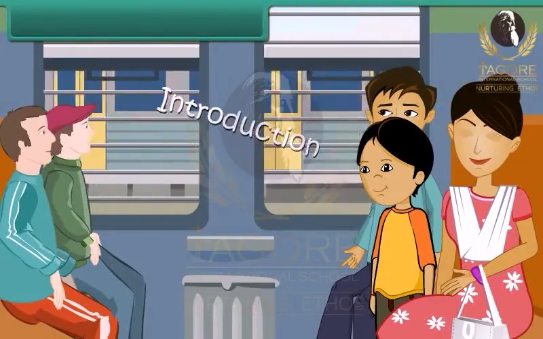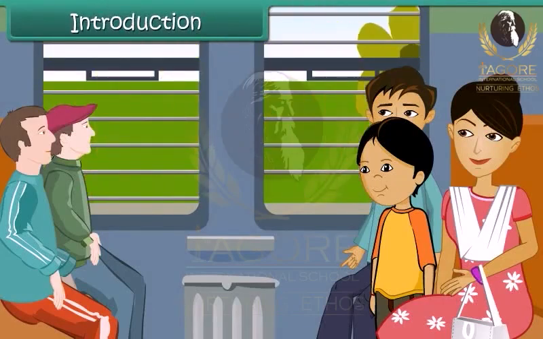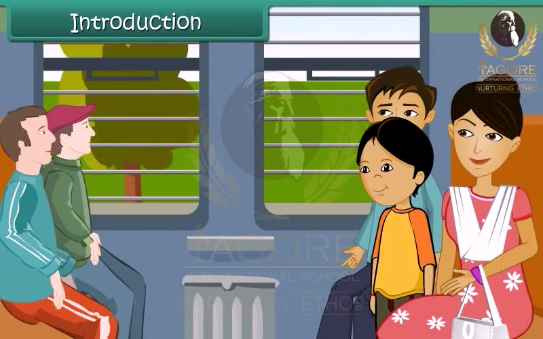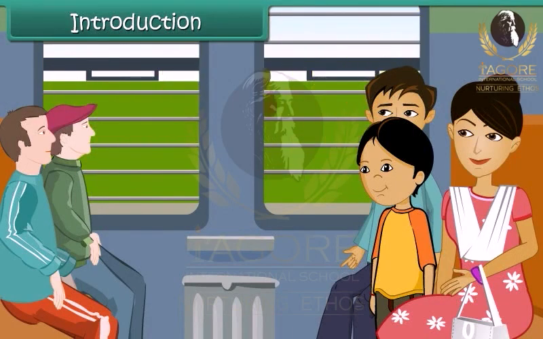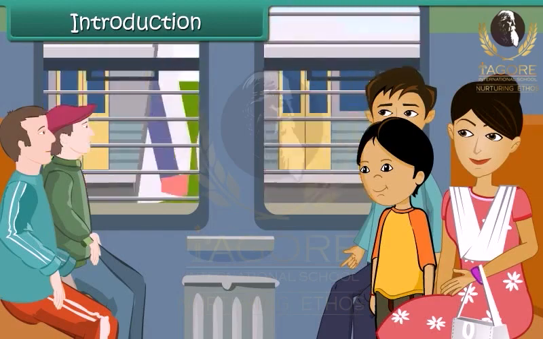Introduction. Pari lives in a city with her parents. She is going to the village in summer vacations where her grandparents live. This is the first time she is visiting an Indian village.